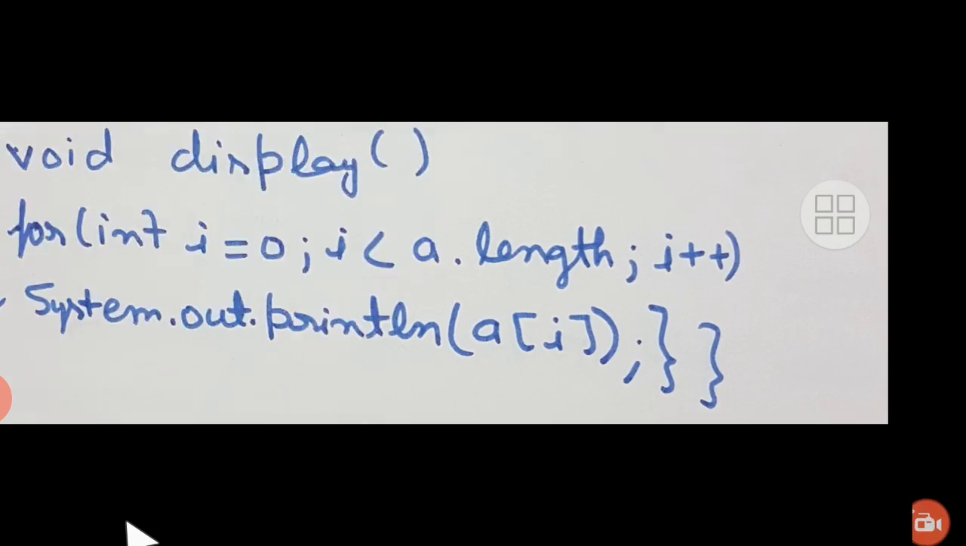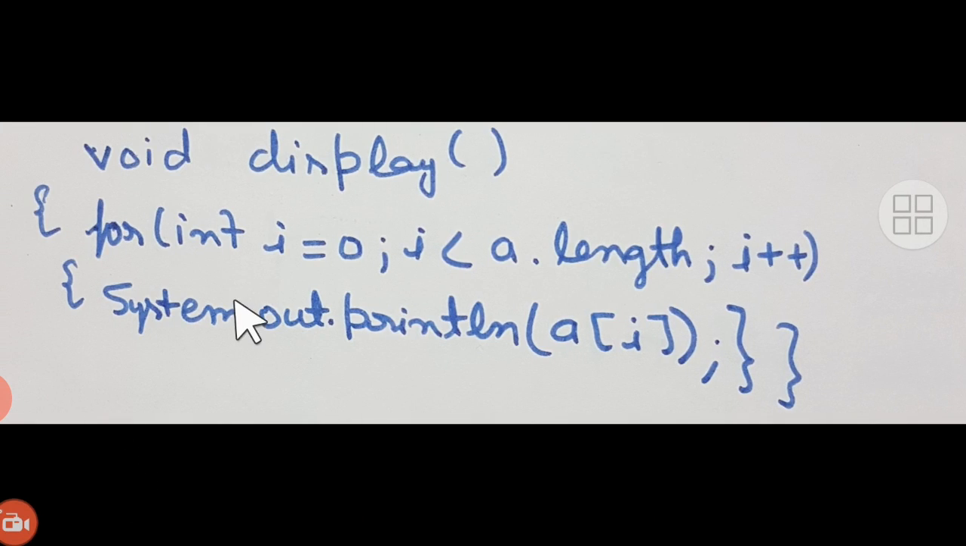After that we have got a display function with the same loop which we have used in the enter function. That is for loop, int i = 0, i less than a.length, i++, and then there is a print statement inside the for loop. That is System.out.println(a[i]). So it will print all the elements of the array.